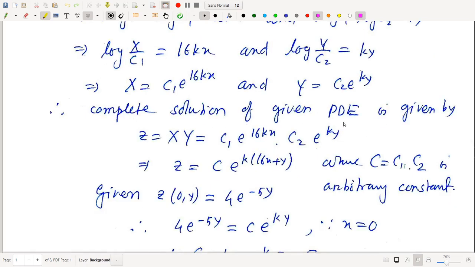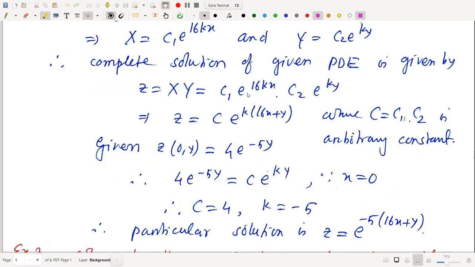Therefore the complete solution of the given PDE is given by z equal to capital X into Y, means c1 e to the power 16kx, c2 e to the power ky, means z equal to c e to the power k(16x plus y), where c means c1 into c2 is an arbitrary constant.